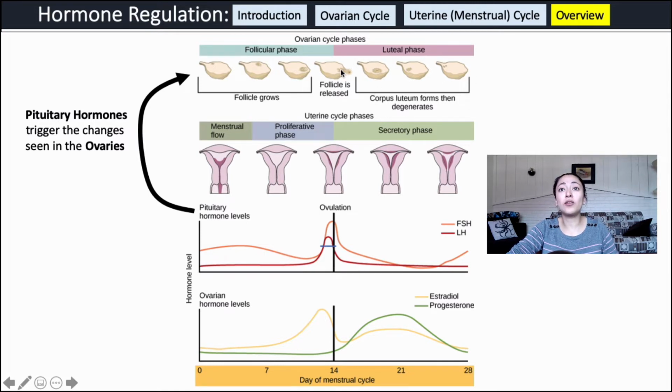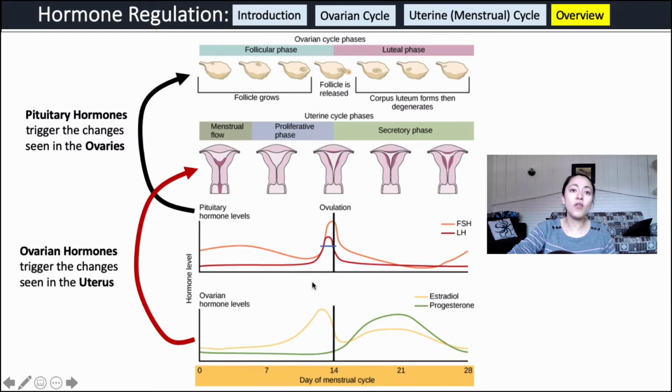So that follicle that released the egg, the follicle cells stay behind and form what's called a corpus luteum, and the corpus luteum will start to secrete progesterone and hormones. If fertilization doesn't occur, the corpus luteum just degenerates and pretty much breaks down. So let's look at what's happening in the ovaries now.